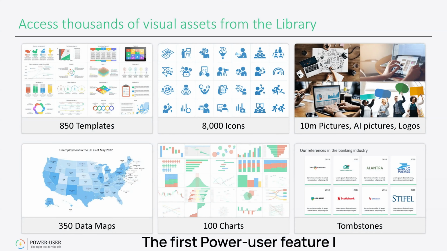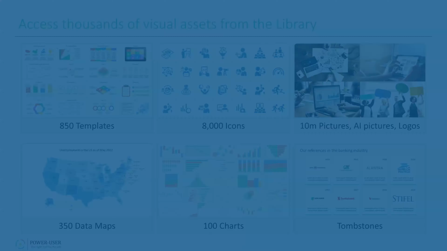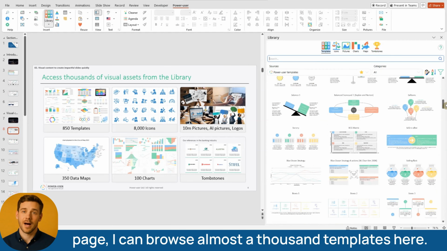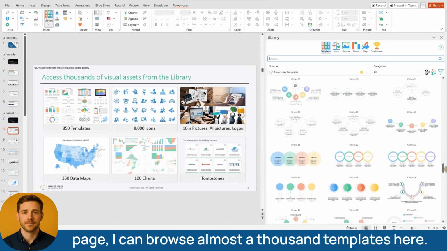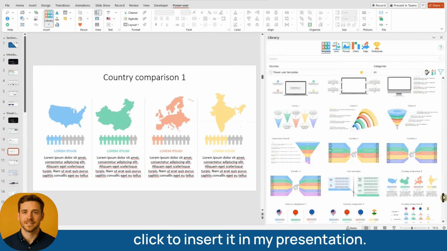The first PowerUser feature I recommend you explore is the library. It gives you access to thousands of resources like slides, icons, flags, pictures, logos, charts, maps, and more. Let's start with slides. Instead of wasting hours designing slides from a blank page, I can browse almost 1,000 templates here. Whenever there is a slide I like, I can click to insert it in my presentation.